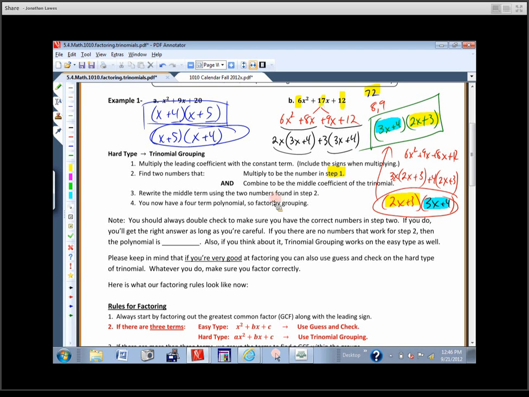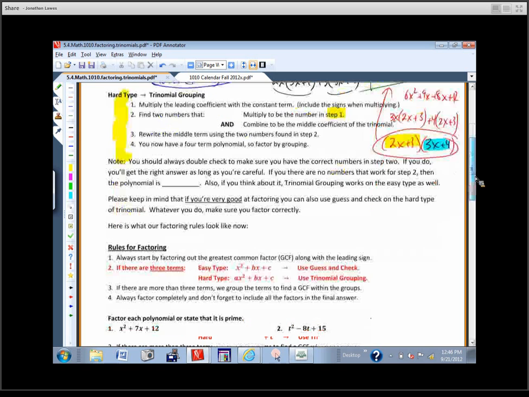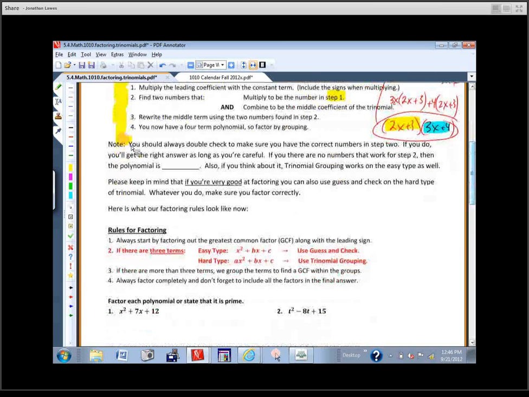Rewrite the middle terms using the two numbers, so that's where we wrote the 8x and the 9x. You've got a 4-term polynomial, so factor by grouping, what we practiced yesterday. Seems like a lot of stuff to do, but it's really not that bad, is it? All right. Couple quick things to take note of.